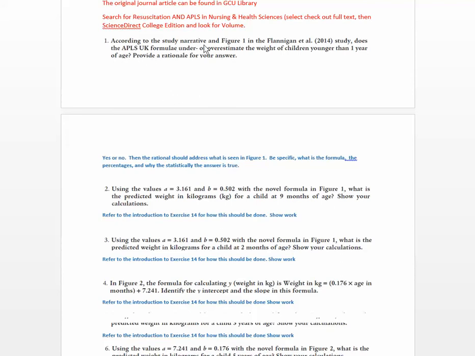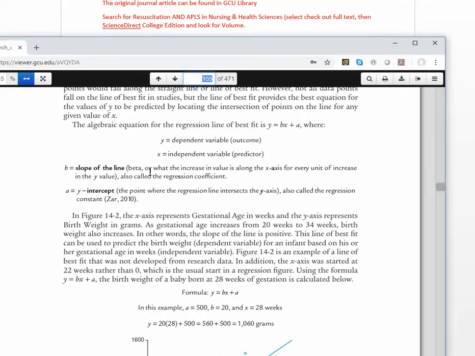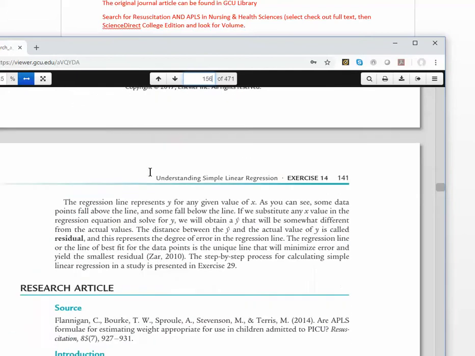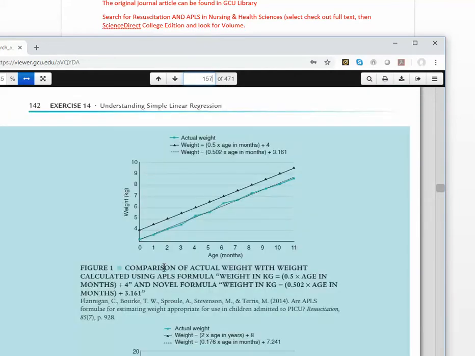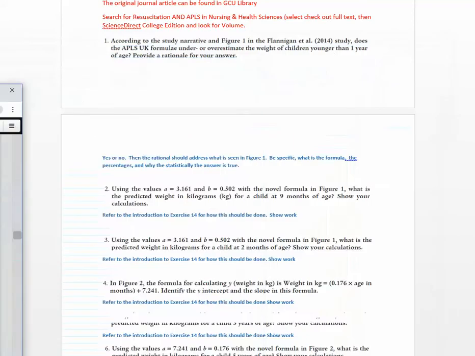Number one says, according to the study narrative in figure 1. So figure 1, if I look over here, figure 1 is right here. This is the one that you're looking at and comparing, okay? This is the one that you want to talk about. It says, does the APLS formula under or overestimate the weight in children younger than a year? Not only do you want to say yes or no, but you want to provide, as it says, a rationale for your answer. So to do the rationale, you want to take a little closer look at figure 1.